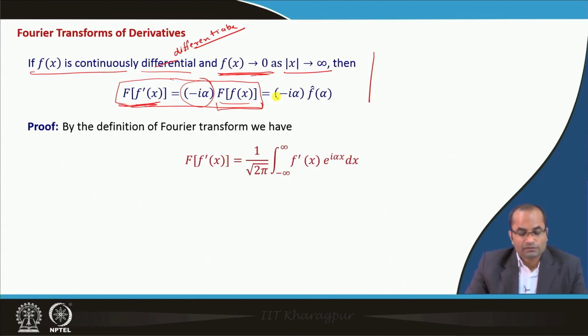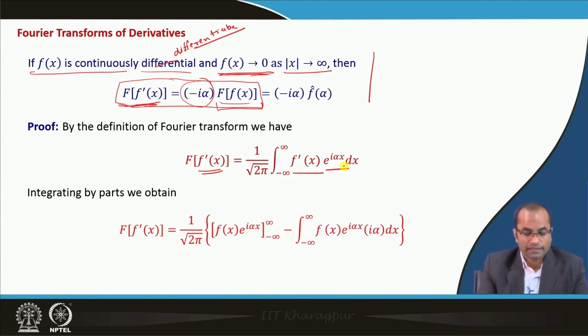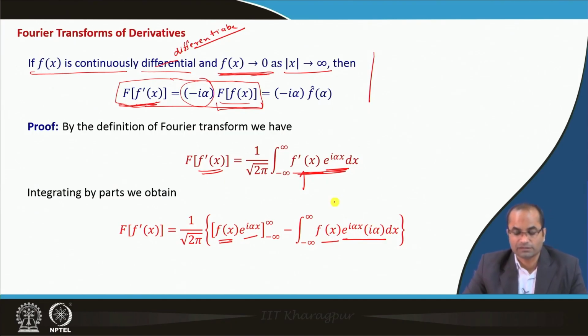So, again by the definition of the Fourier transform, we will apply it to f′(x), which is the integral of f′(x) e^(iαx) dx, and then integrating by parts, we have two functions. So, we will integrate naturally this f′, that will get us to f(x), and then e^(iαx) as it is, then we have a minus sign, again f(x) and the differentiation of e^(iαx), which is e^(iαx) into iα.